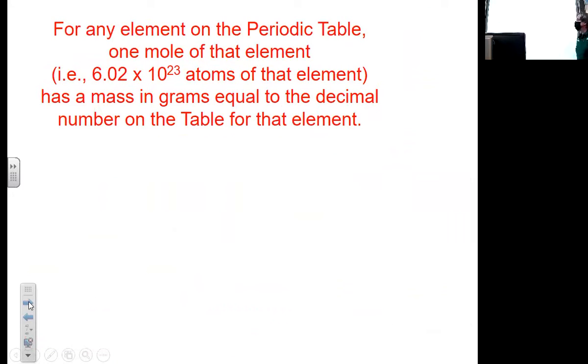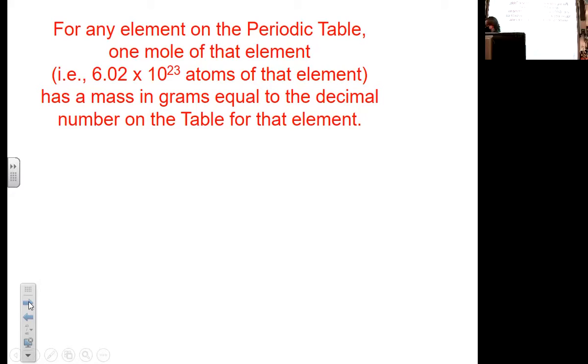But we do all of this so that we can talk about atoms, because if you didn't have this number, everything you talked about with atoms would be an incredibly small number. Let's say, how much does hydrogen weigh? You would say, 0.0000027 zeros, 1 gram. And it just wouldn't be worth doing. And so we have the idea of a mole to make things worth doing. So for any element on the periodic table, 1 mole has a mass in grams equal to the decimal number on that table.